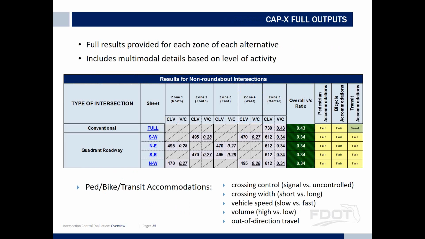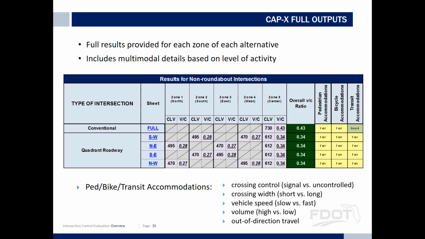Here's the full outputs. As you can see, you would get the V over C for the different zones. You can also get the overall V over C ratio, and then the pedestrian accommodations, bicycle accommodations, and transit. Now the fair, good, or poor is the assessment based on existing information and research that we have to date.